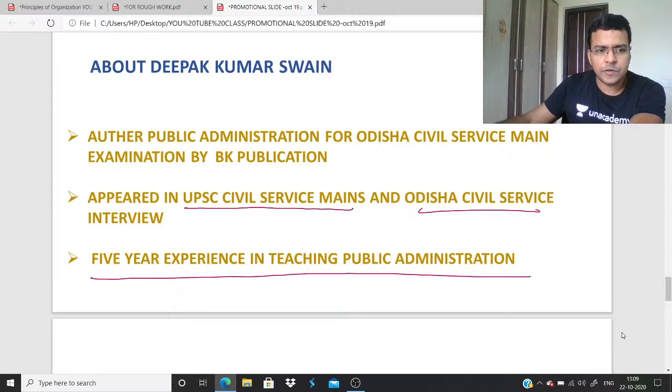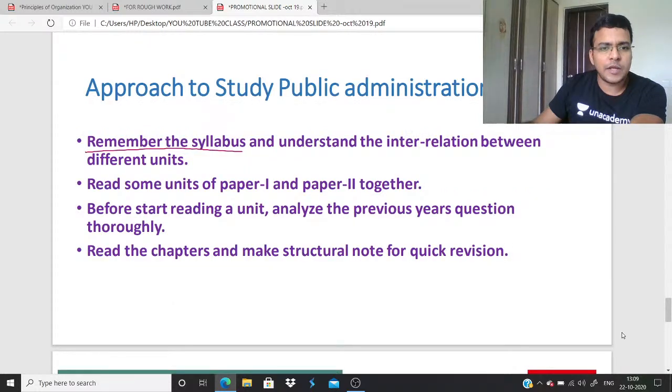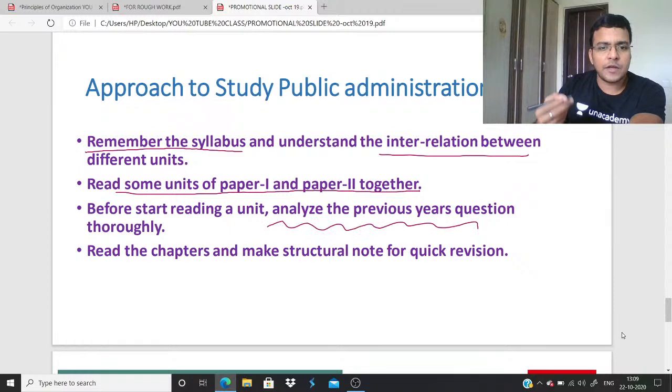If someone is new among you, what should be your approach to study public administration? You just remember the syllabus. It will be very helpful, so that you can find the interrelation between different units. You must read some units of paper 1 and paper 2 together. You must analyze previous year questions. So I am analyzing this in the YouTube class, and structural notes.